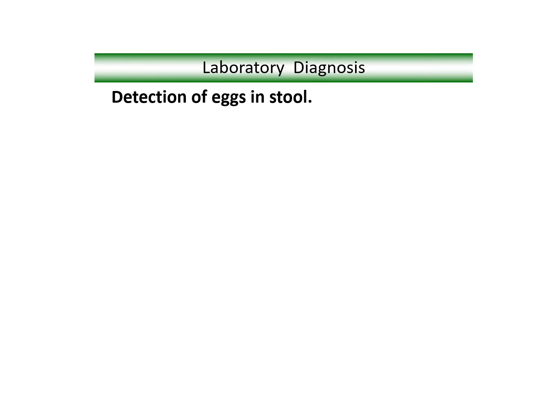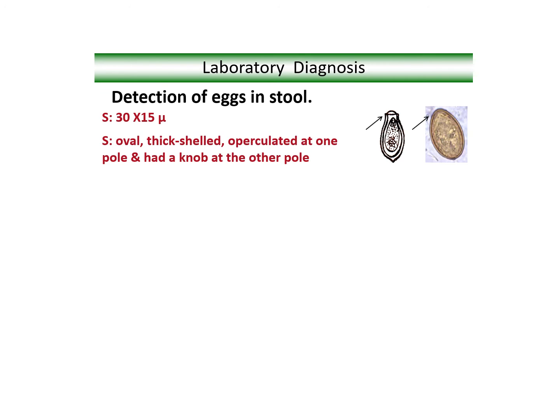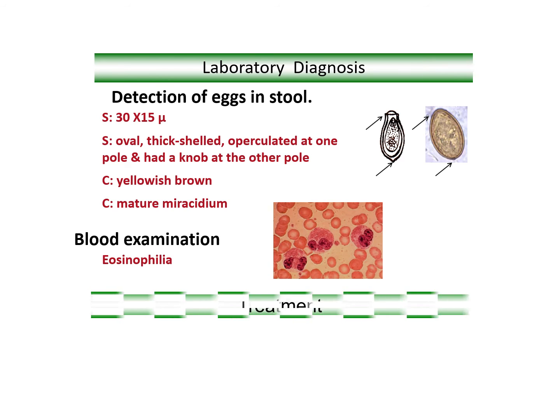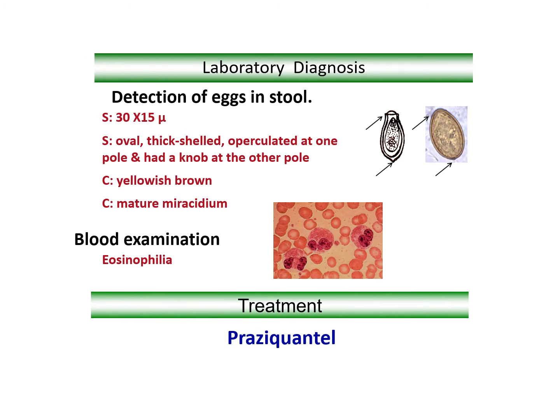Lab diagnosis: detection of eggs in stool. Its size is 30 by 15 micron. Shape oval, thick shelled, operculated at one pole and has a knob at the other pole. Yellowish brown, mature miracidium. Blood examination: eosinophilia. Treatment: praziquantel.